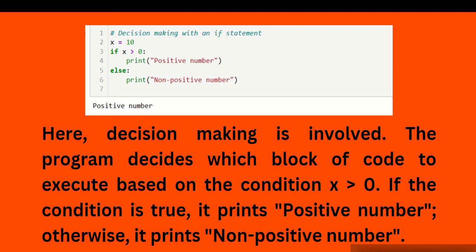Here the value of x is initialized with the value 10. So is 10 greater than 0? Yes, it is. Hence this block of code gets executed and prints positive number. What if x is negative? Then the condition fails, and it directly comes to the else part and prints non-positive number.